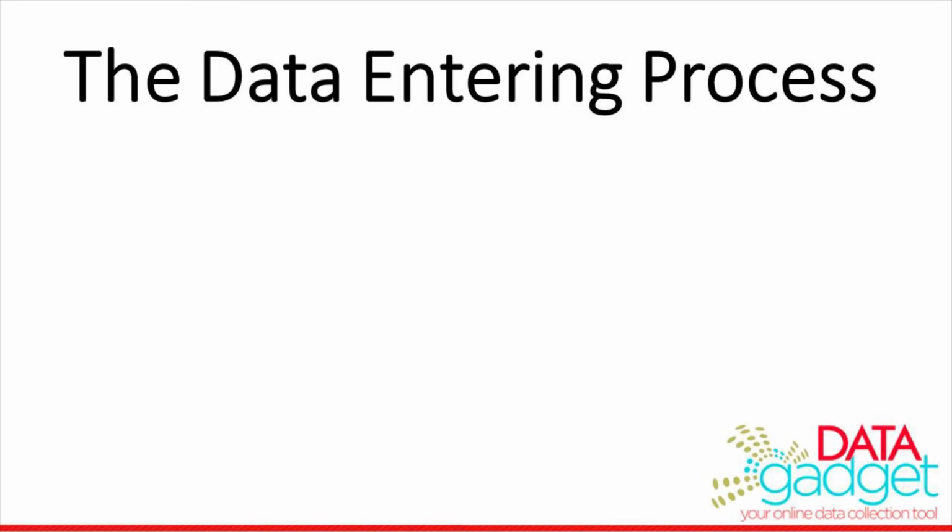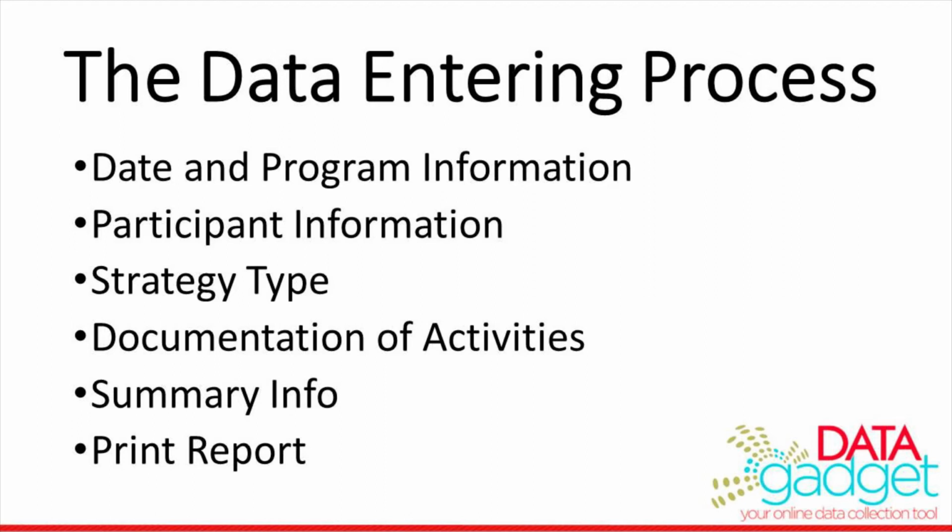So now we've talked about what Datagadget is, why it's important. We talked about the 6 prevention strategies and went into a little detail on that. Now let's talk about the process of entering data into Datagadget. And it is a 6-step process. Now I know this looks a little intimidating, but we're going to go through this and you'll see that it's not that difficult. The first step that you would see would be the date and program information, followed by the participant information, then the strategy type, then documentation of activities, your summary info, and then your report will be ready to be printed.